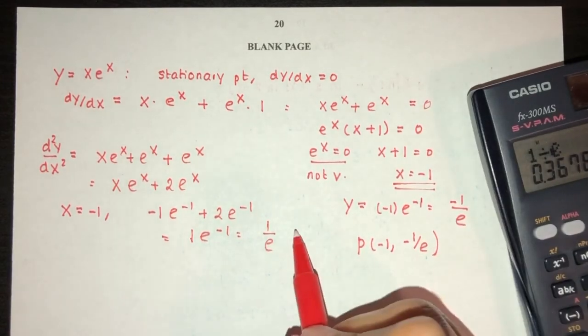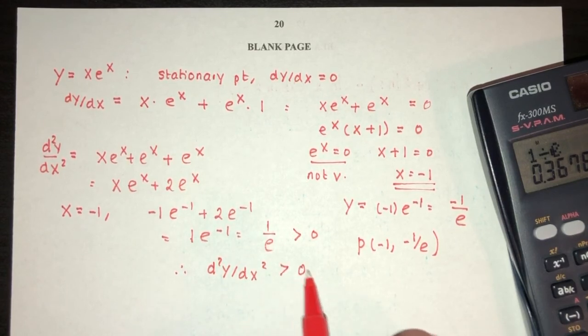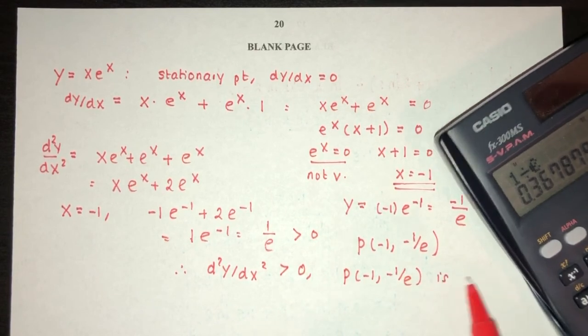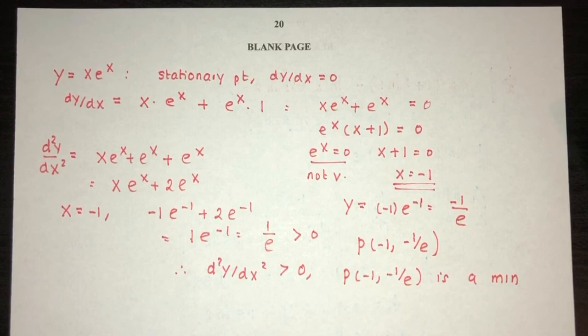So it is a positive value. Because d2y by dx2 is more than 0, we say P, which is this point, is a minimum point because it is a positive value. That is for part A.